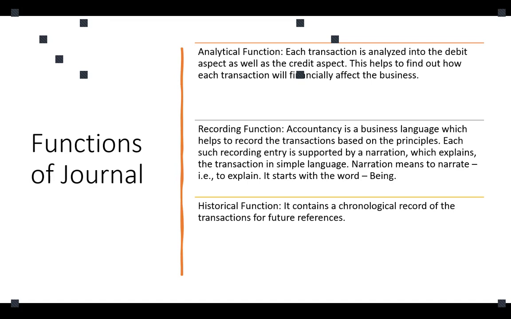Narration means to narrate or explain. It starts with the word "being" in the traditional approach. Or you can narrate in simple words and explain the transaction in a very simple way, so that anyone who reads that narration understands that this journal entry is passed for this type of transaction. Then the historical function. It contains a chronological record of the transactions for future reference. So you have the past record data in a journal.